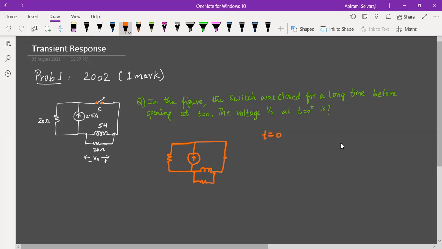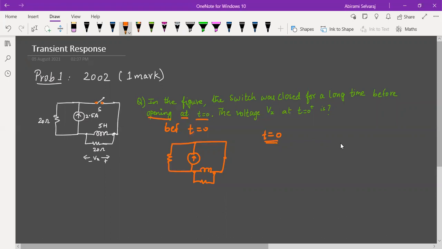So the actual circuit was like this before t equal to 0. At t equal to 0, there is something happening. This is how the circuit looked before t equal to 0. But at t equal to 0, the opening happens. So this circuit is before t equal to 0. Here this is an inductor, and we have an inductor which is connected with a resistor in parallel.